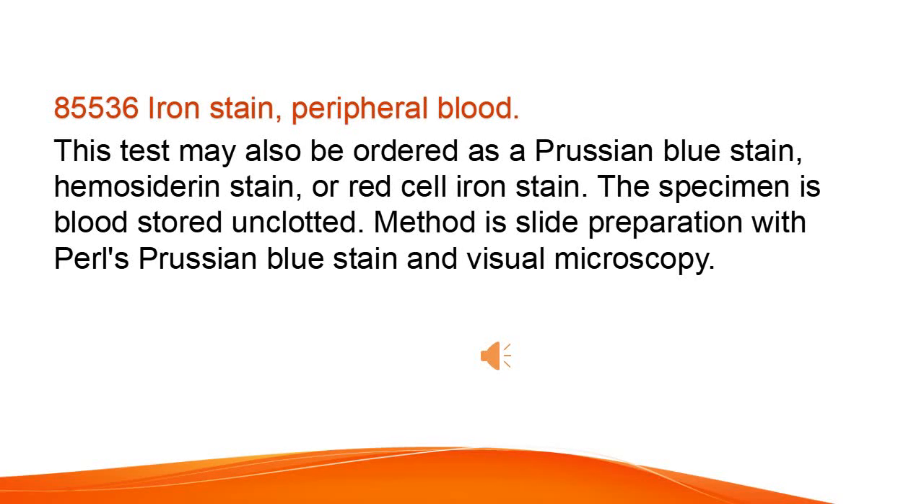Iron stain, peripheral blood. This test may also be ordered as a Prussian blue stain, hemosiderin stain, or red cell iron stain. The specimen is blood stored unclotted. Method is slide preparation with Perls' Prussian blue stain and visual microscopy.